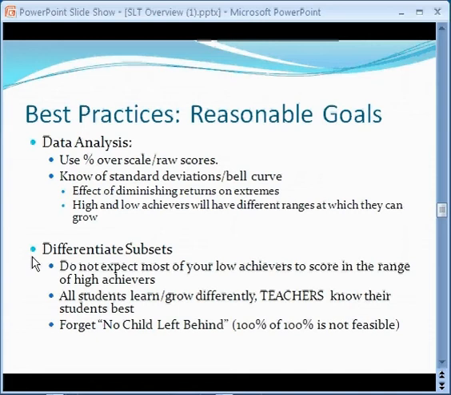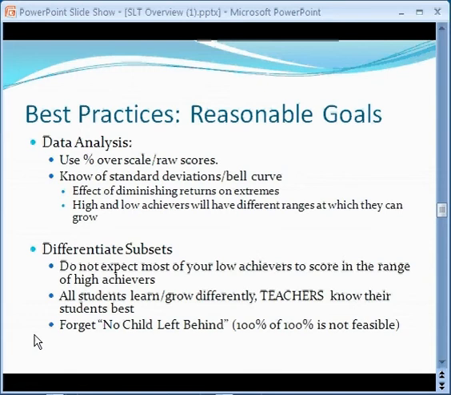And also, as a final tip, we want to caution you against thinking in terms of No Child Left Behind. 100% of students are not going to perform or achieve at a 100% level. It's just statistically impossible. Make sure you're setting realistic and rigorous goals for every single student subset.